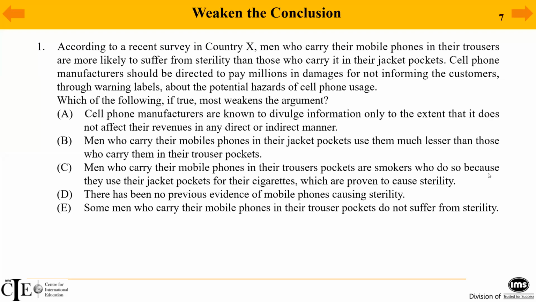So the argument is claiming that men who carry their mobile phones in their trousers are more likely to suffer. That means likely means what? Probability is high. It's not saying all of them will get it. Therefore, E is not weakening it because E is inherent in that. Some men may not get it. So don't pick such answers with some.